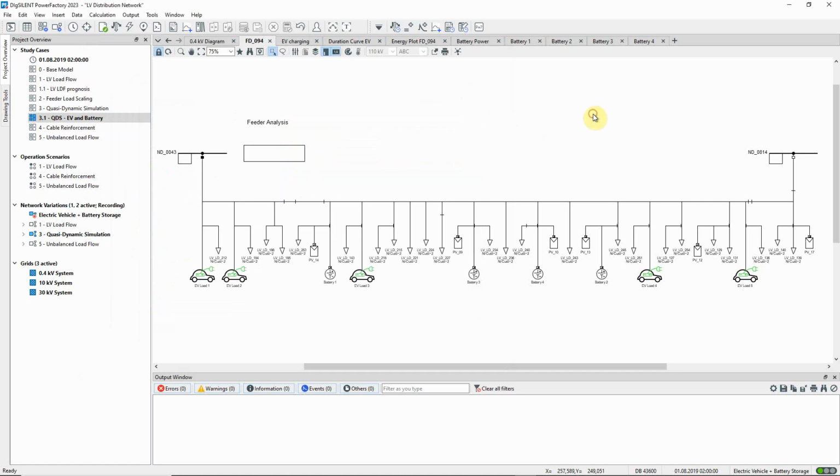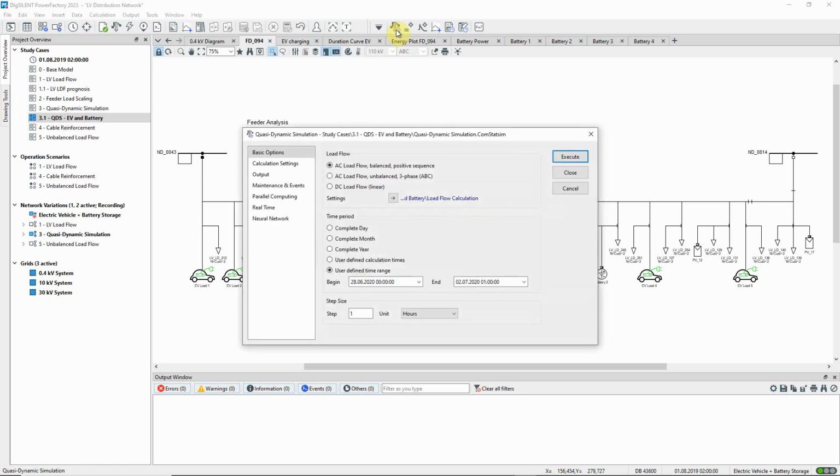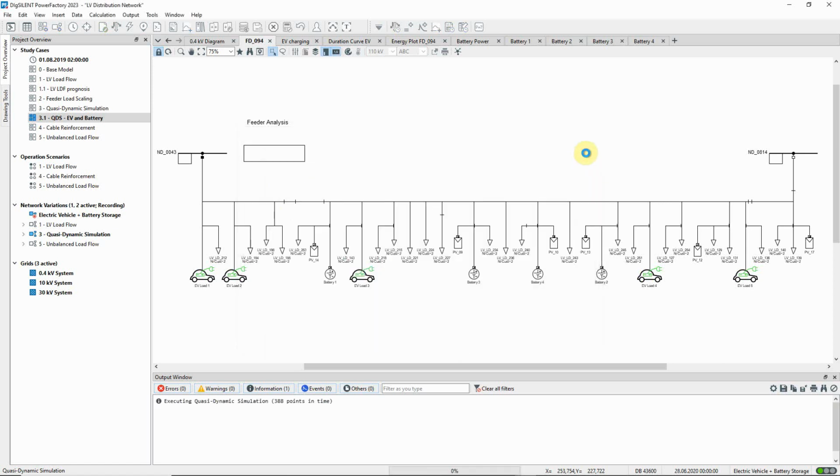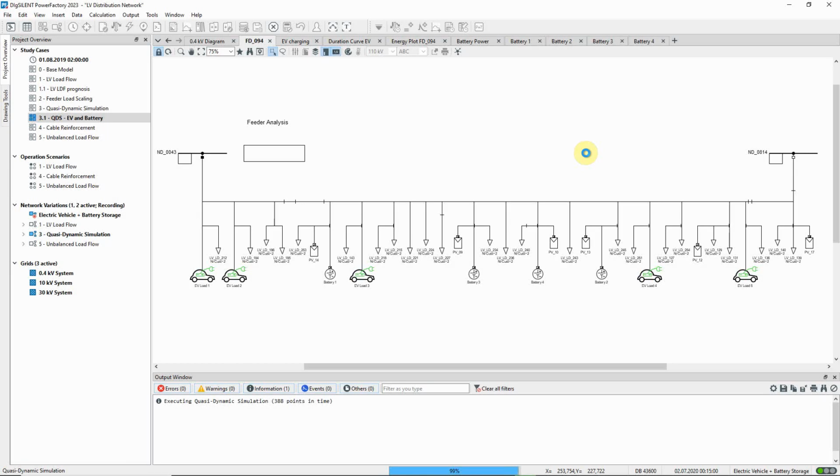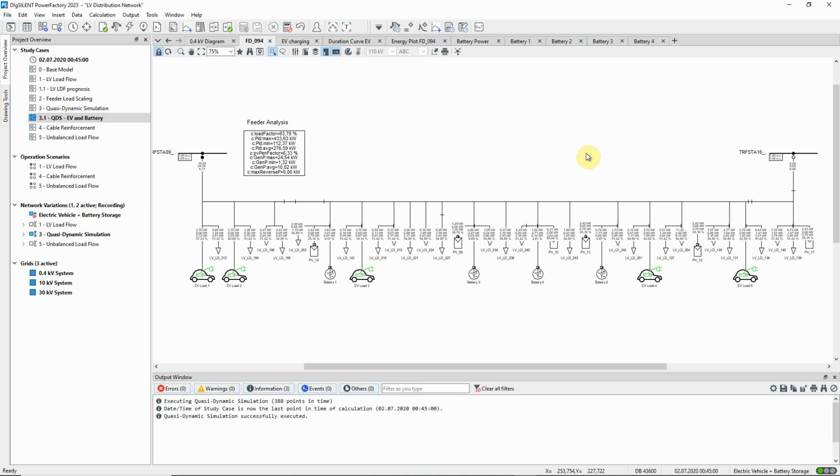Let us now run a quasi-dynamic simulation, using this icon to open the command dialog. The command is already configured, but we will decrease the step size to 15 minutes, so as to see a more detailed analysis. The command is executed. Let us look at the results on the plots that have already been prepared.